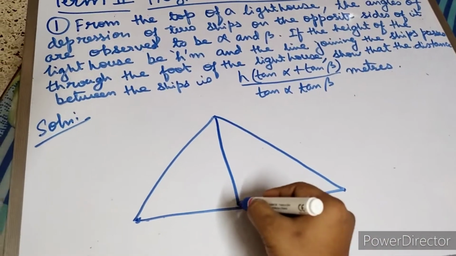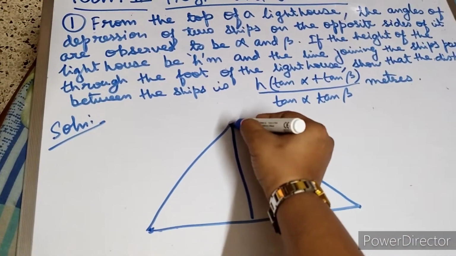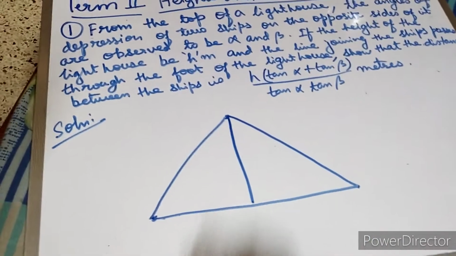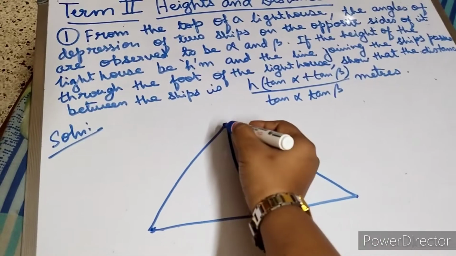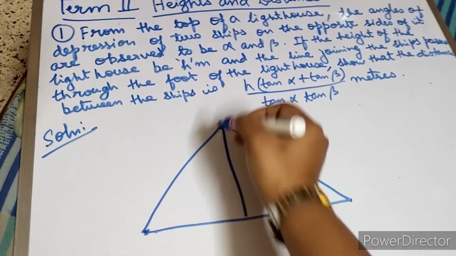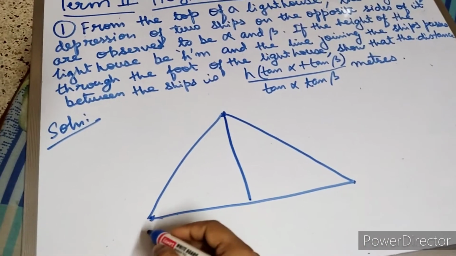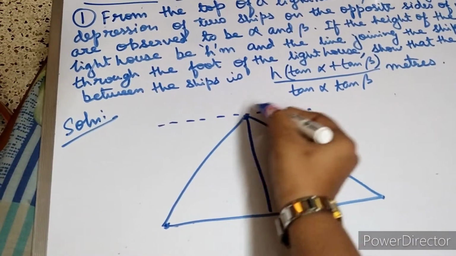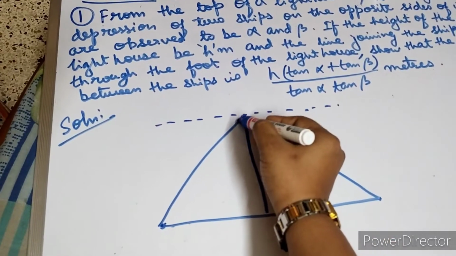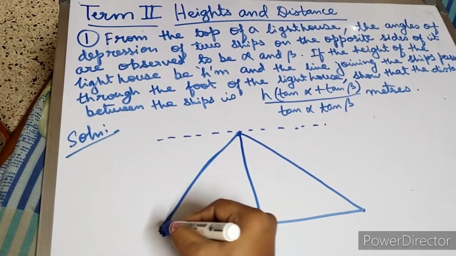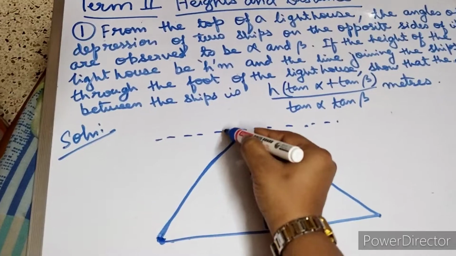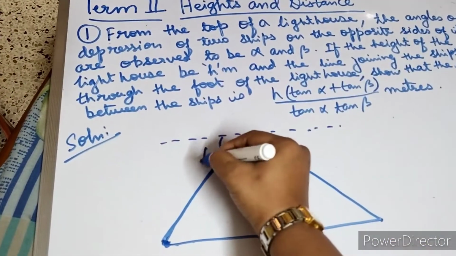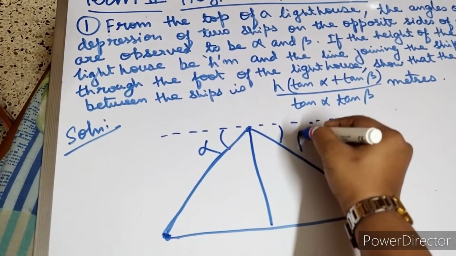Okay, now from the top of the lighthouse we are watching. So from the top, if you are watching, it is always the angle of depression, not the angle of elevation. So when we are watching from this position, from a height, then it is the angle of depression. Angle of depression is always measured from the horizontal line. Here the ship is there, so this will be the angle. Now they have said that the first angle is alpha and the second position's angle is beta.